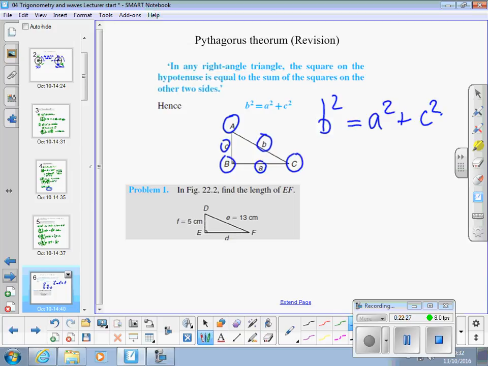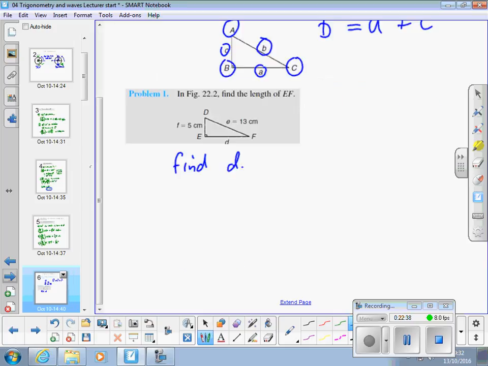Okay. So find the length of the side EF, or find D. What it's saying here is this one. So according to the labelling of that triangle, E squared, the hypotenuse, is equal to D squared plus F squared. We want to find D, so we need to do a bit of algebra to rearrange that. Have a go at that. A couple of minutes, should be done easy.